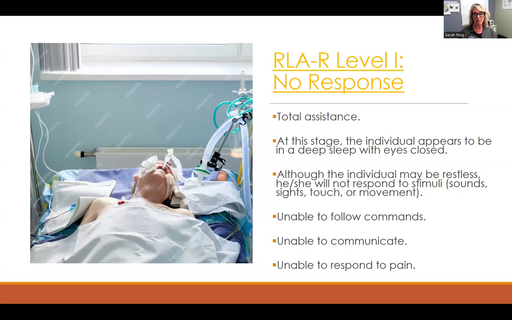Rancho level 1, or no response. At this stage, an individual appears to be in a deep sleep with their eyes closed. These individuals are in coma. And although the individual may be restless, he or she will not or is unable to respond to stimuli. In other words, sounds, sights, touch, or movement. Individuals at level 1 are unable to follow commands. They are unable to communicate and unable to respond to pain. So these individuals require total assistance from a medical team.